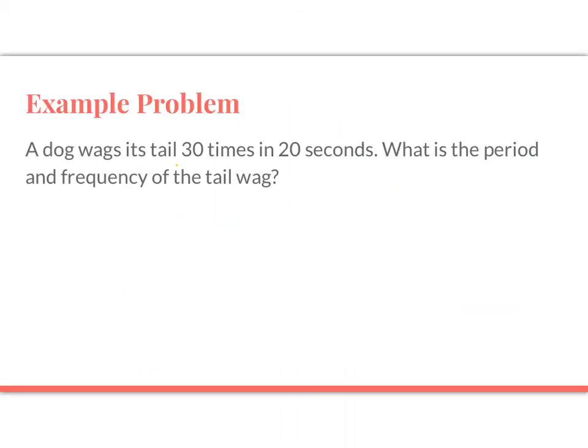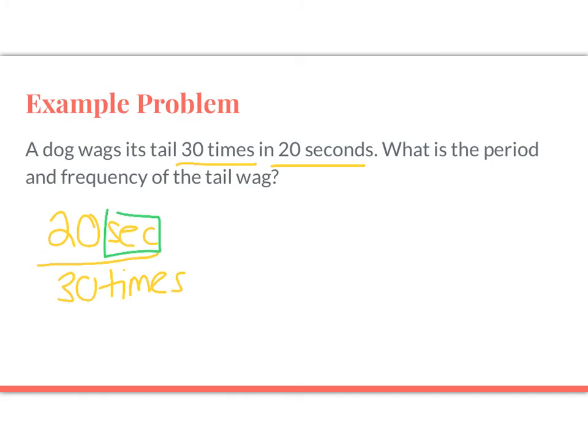So let's look at an example problem. A dog wags its tail 30 times in 20 seconds. What is the period and frequency of the tail wag? Well, we know over 20 seconds, the dog wags its tail 30 times. Now, if we're looking for period, we have to have seconds on top. So we can figure out that our period is 2/3 seconds. So every 2/3 of a second, the dog wags its tail once.